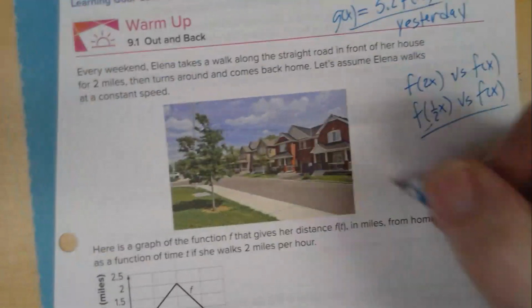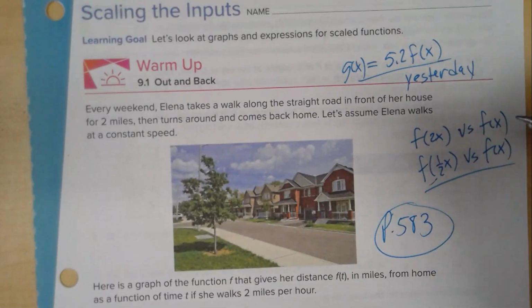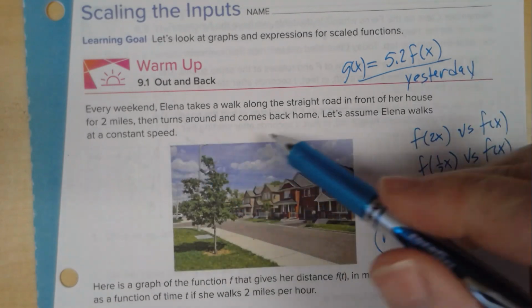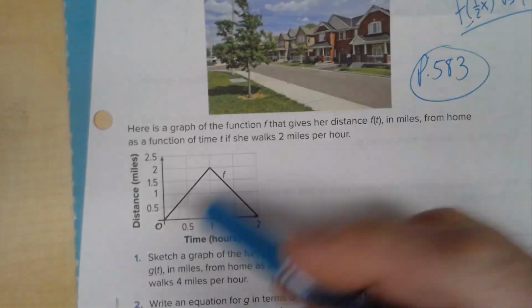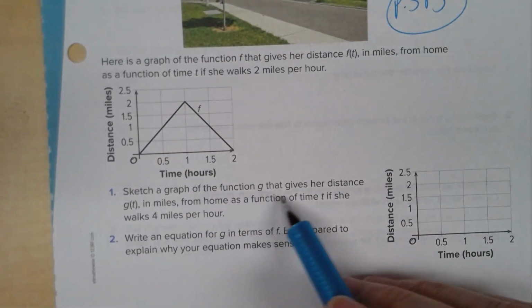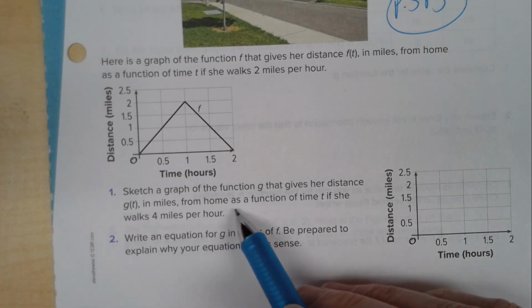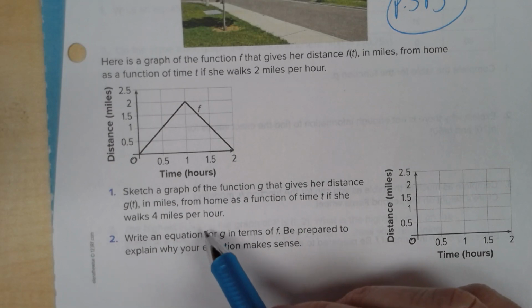This is on page 583. Every weekend, Elena takes a walk along a straight road in front of her house, 2 miles, and then turns around and comes back. She walks at a constant speed. So here's her graph. She goes out and she comes back. All right, so we're going to sketch a graph of the function that gives her distance, g of t in miles, from home as a function of the time t if she walks 4 miles per hour.